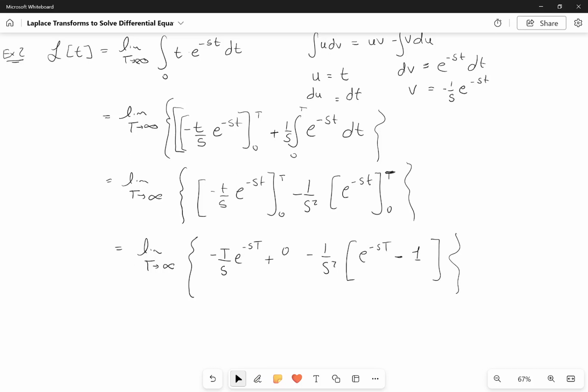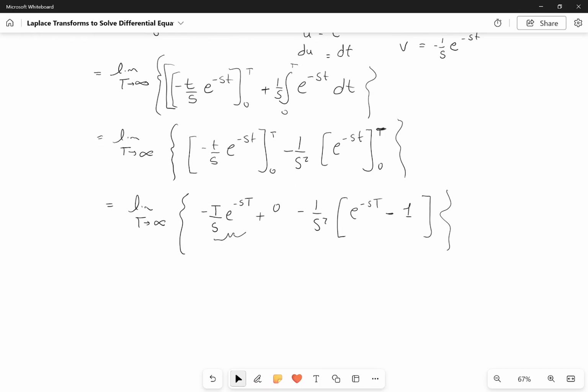Okay. Now, as t goes off to infinity, I'm going to make that same mistake here, just for simplicity. If t goes off to infinity, e to the exponent of negative t is going to be much bigger than t. So this term is going to go to 0. And by the same token, as t goes off to infinity, this term goes to 0. So what I'm left with is literally the 1 over s squared.